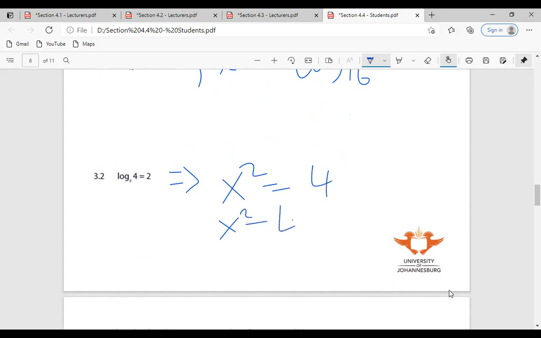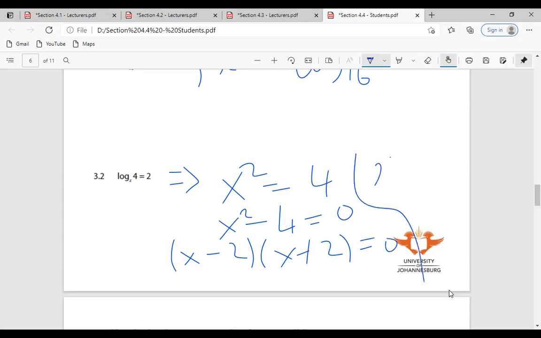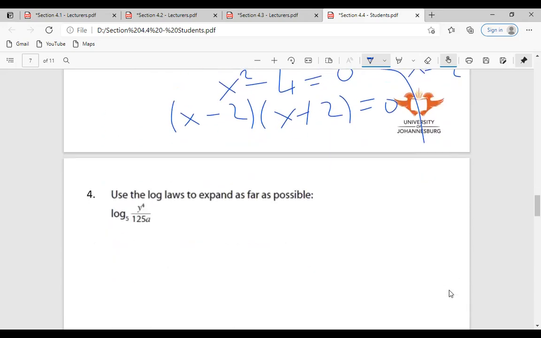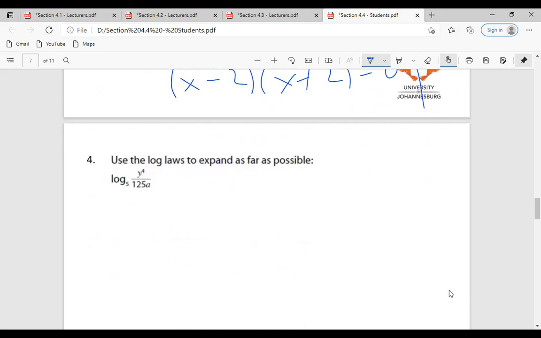Again, it's a quadratic, easy to solve. x squared minus 4 equals 0. So (x minus 2) times (x plus 2) is equal to 0, and we get our values as x is 2 or x is -2. Okay, and that's that.